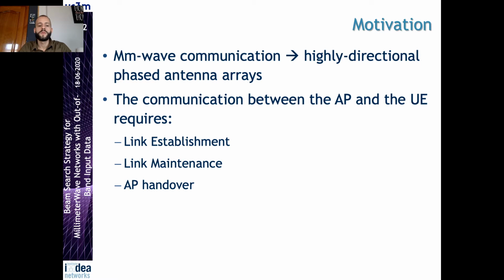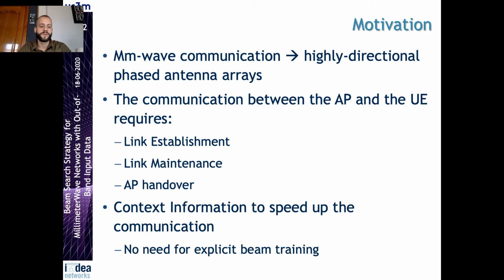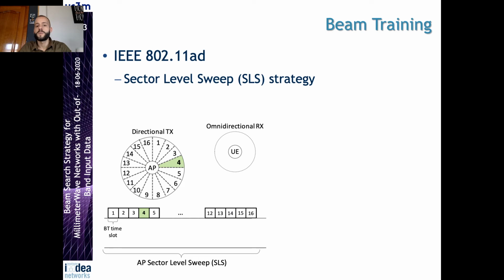And so what we propose here today is to speed up the communication using context information. And so doing so, we don't need explicit beam training. But let me explain now what beam training is. As a reference, we take the IEEE 802.11ad standard for the beam training. This standard handles the beam training via a sector level sweep strategy. And here we can see an example.